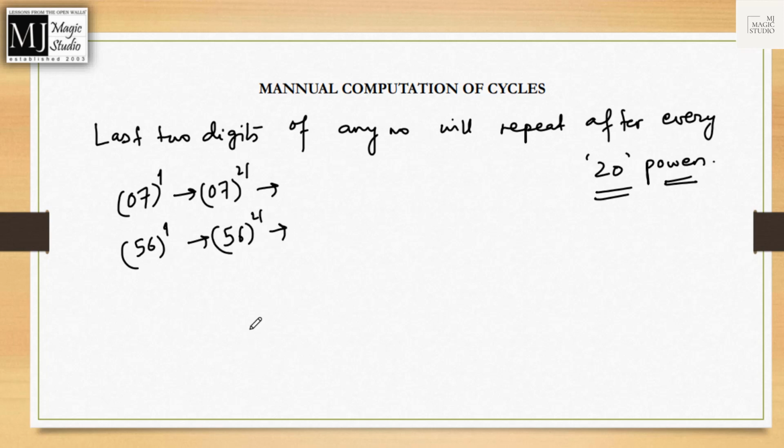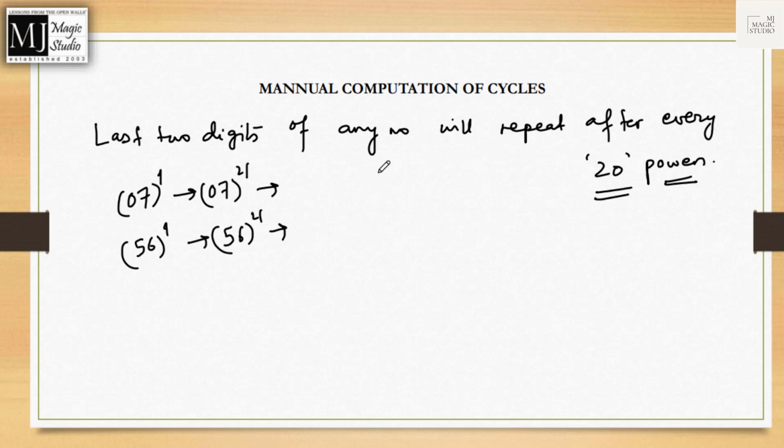Clear? If you can't understand any other process, you can identify all the powers till 20. But it is a tedious task, isn't it? If I only try to do it with 3, it will take so much time. That's why we have some other processes also. But this is a simple fact which we should know, that we can divide powers by 20 and adjust. As simple as that. Last two digits of any number will repeat after every 20 powers.